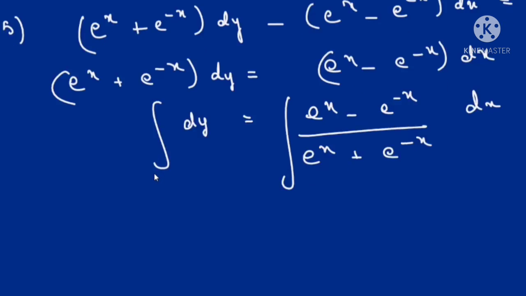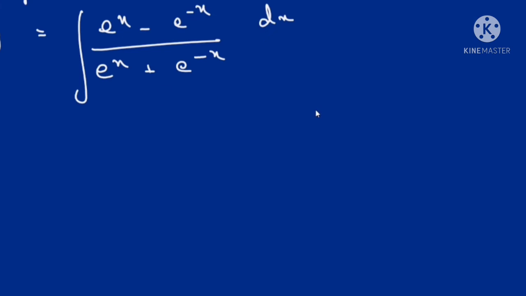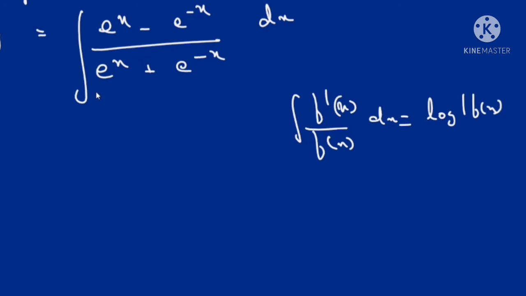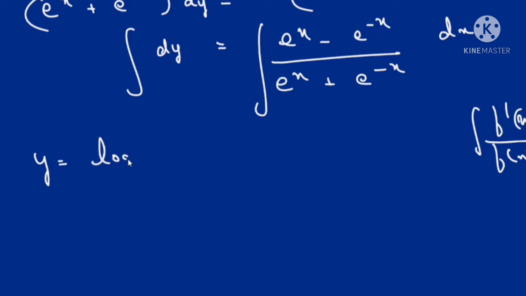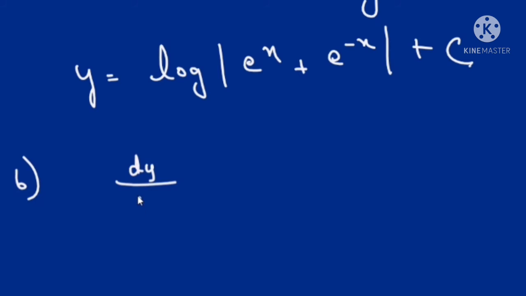Now integrate. We have separated the variables. So now you can see the same concept here, f dash of x by f of x. The log of the denominator, you can see that the derivative of the denominator, e^x, is e^x. E^-x derivative is e^-x into minus 1. So integration of dy is y. This is log of (e^x + e^-x) plus c. So that's the answer.